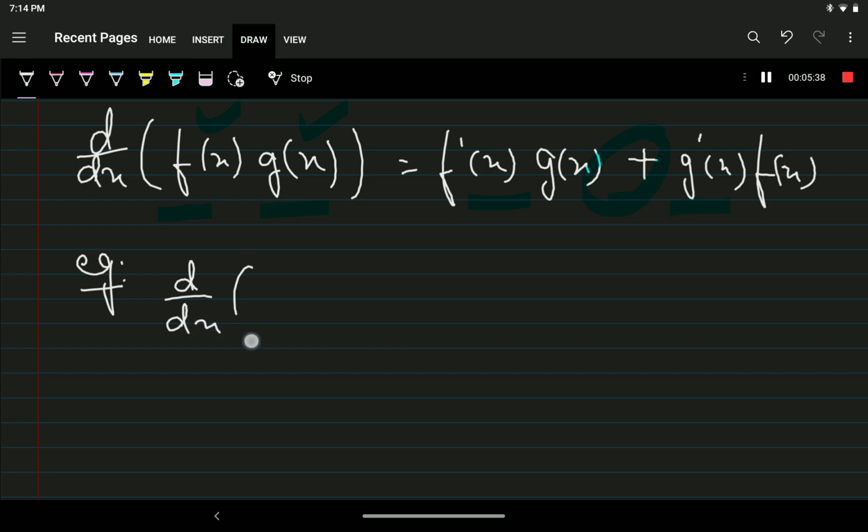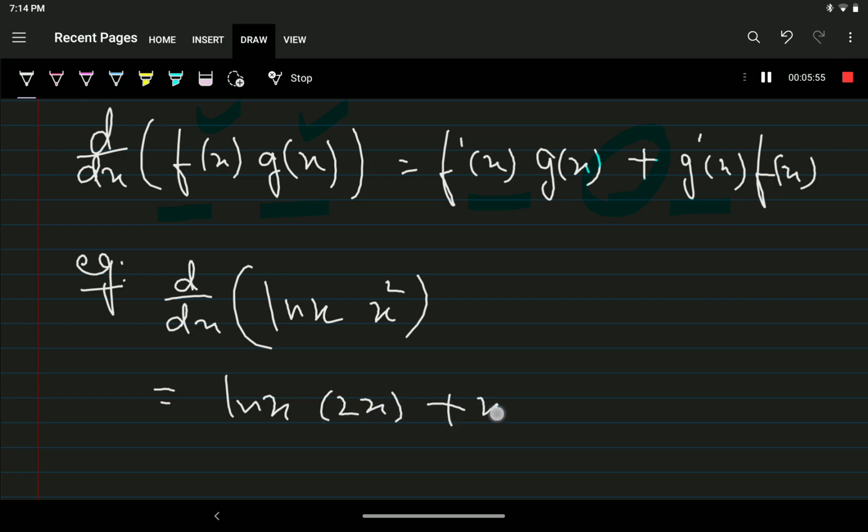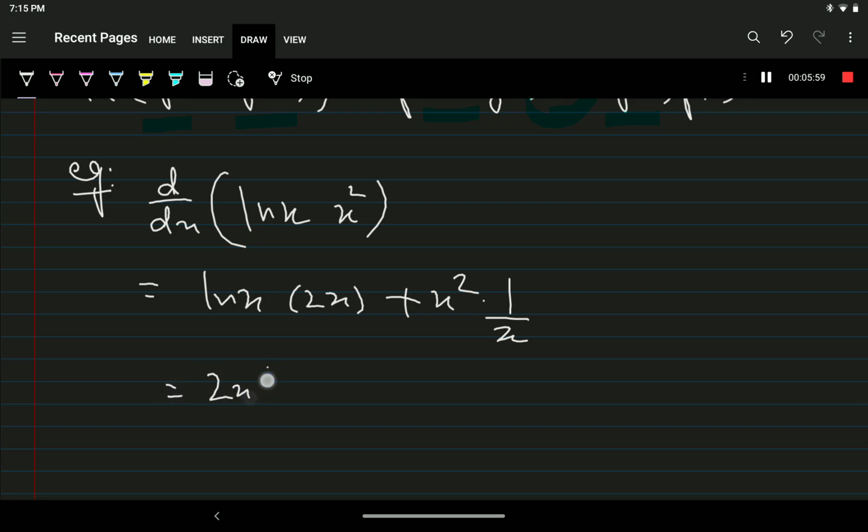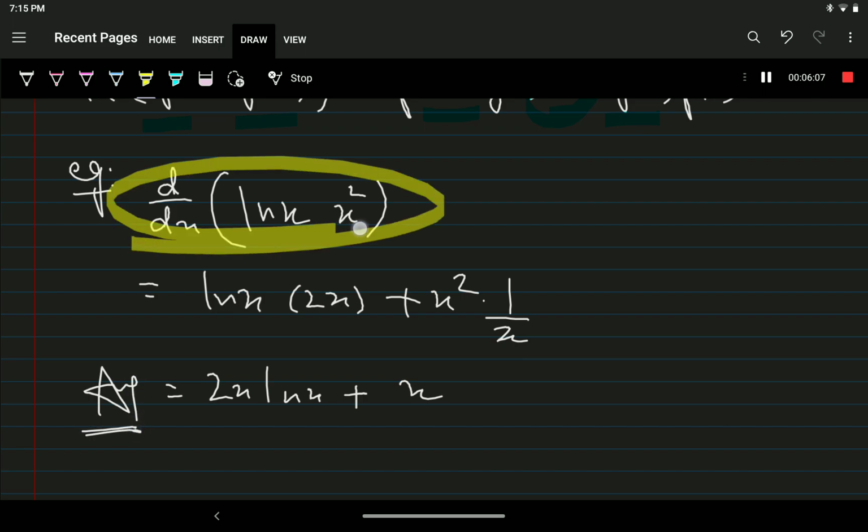d/dx of ln x into x squared, suppose. Now what we'll do is we will take suppose first ln x and differentiate x squared, that is 2x, plus x squared into 1 by x. So 2x ln x plus x is the final answer for this.